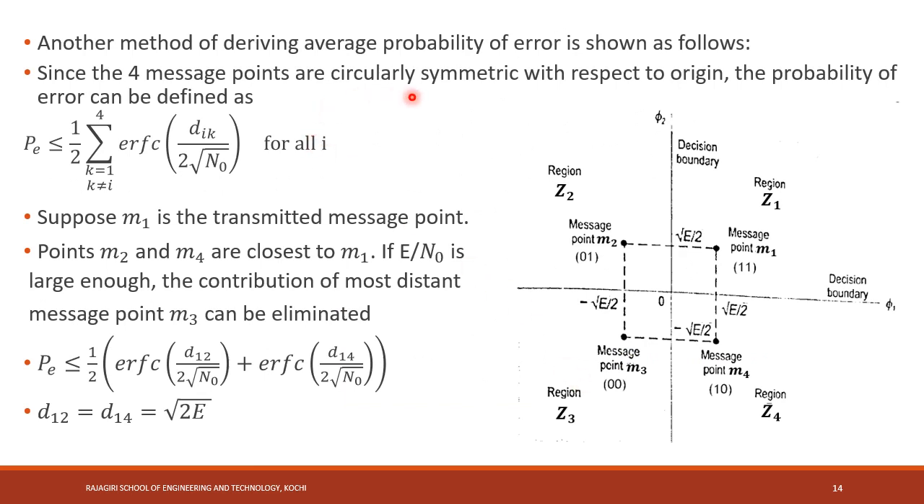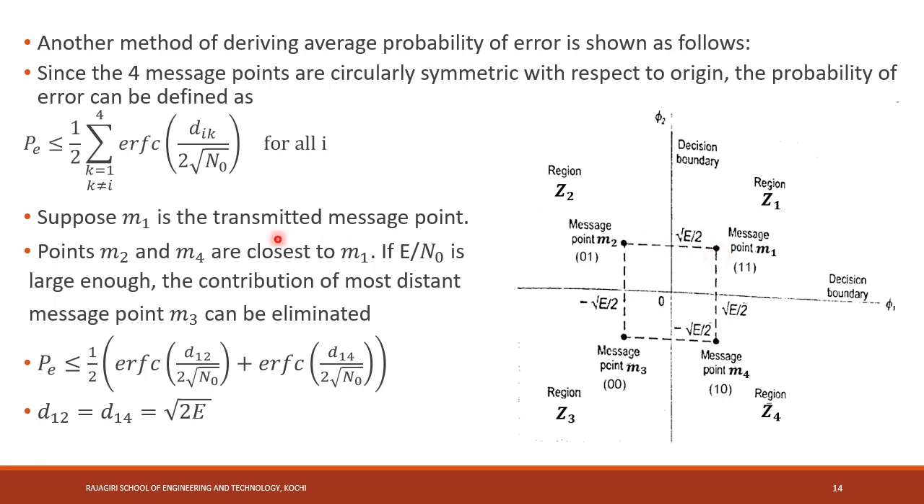Another method of deriving the average probability of error in a QPSK system is using the signal space diagram. If you look at the signal space diagram of QPSK, there are four message points which are circularly symmetric with respect to the origin. So in that case, the probability of error can also be defined from the signal space diagram as PE will always be less than or equal to 1 by 2 summation over k erfc of dik by 2 into root N naught, where dik is the distance between the transmitted signal points or message points.